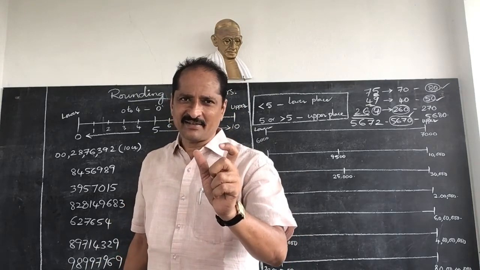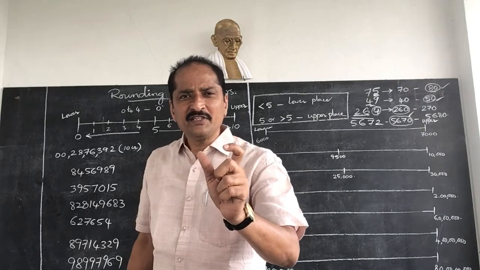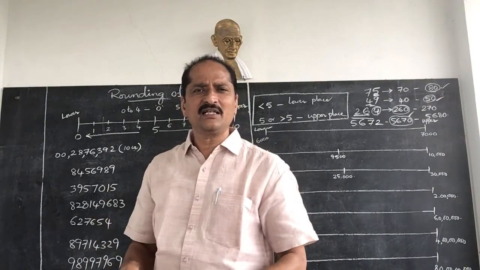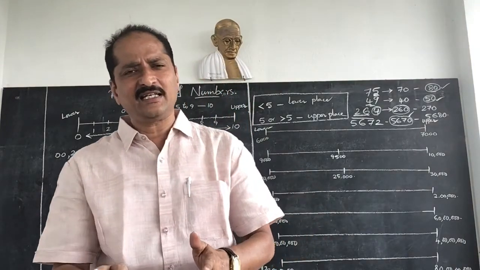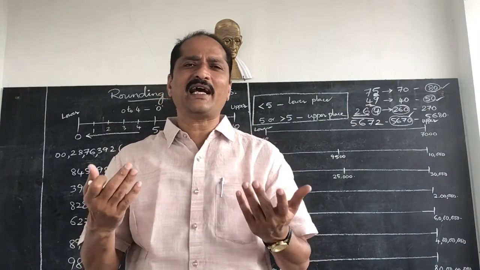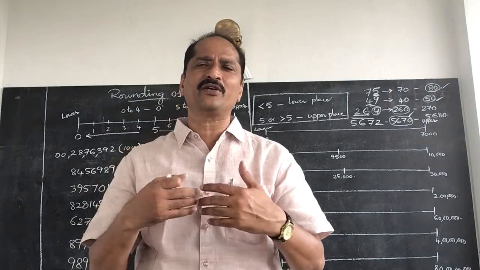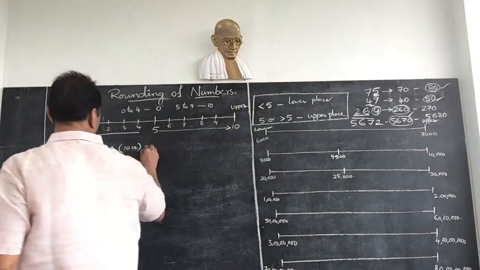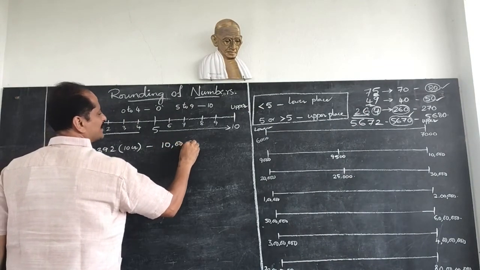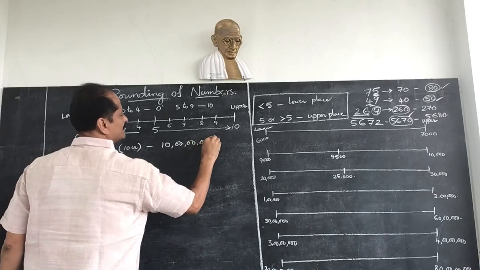8 lakhs is given. But if you want to round off this to 10 crores, whether it is 8 lakhs, 8,000, 10 lakhs, or even 1 crore, 1 crore is also less than 10 crores. So it should be rounded to 10 crores only. So 10 crores, lakhs, thousands, units.